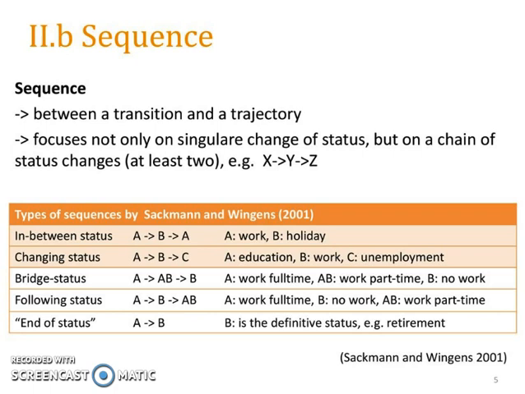So what about the bridge status? Bridge status includes A. Firstly we are in the position of A, and after that we will become AB. I mean, it's together. For example, at the same time we can work and study. It means the bridge status. And only after that we will become B. So let's take an example. Imagine that A1 is work full time. What about the AB?